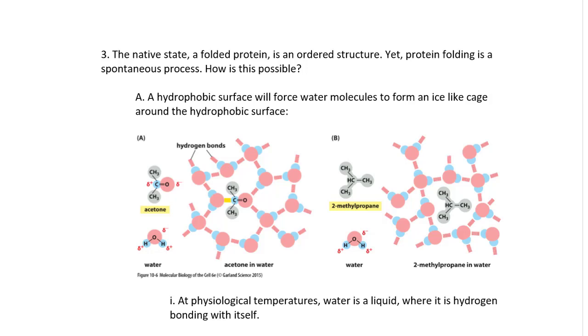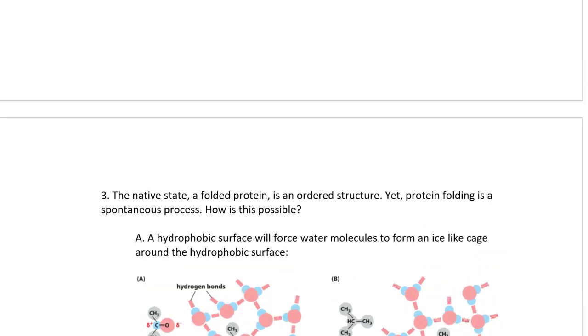Okay, continuing. The native state, a folded protein, is an ordered structure, yet protein folding is a spontaneous process. How is this possible? So, what does this statement mean? What we're saying is, and we've shown this previously when I drew the pathway, right?